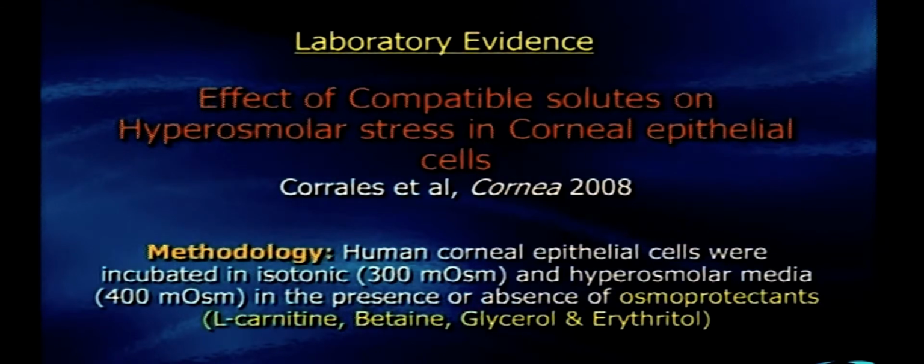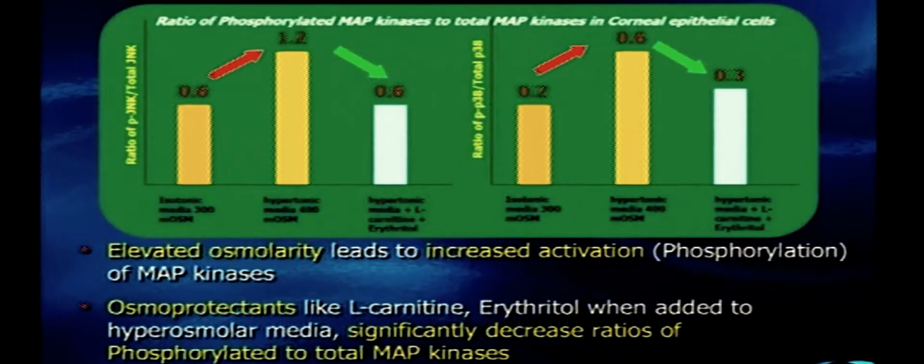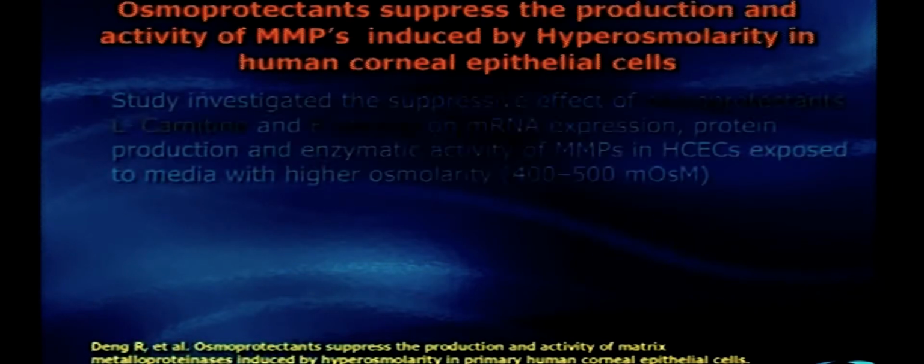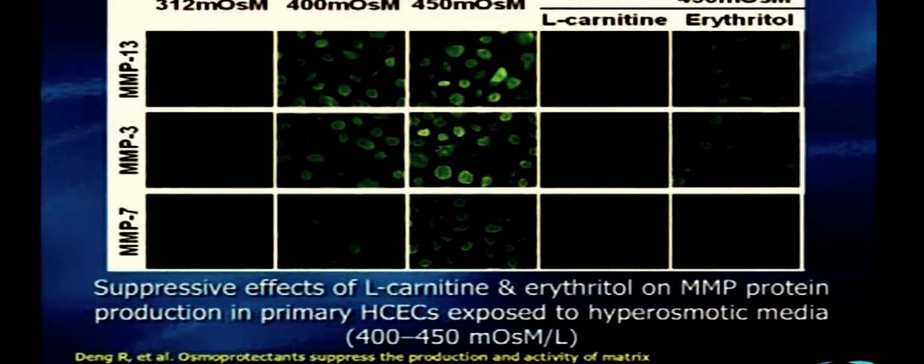The lab studies have shown that these osmoprotectants are very effective. Here there's a study which showed that the activation of these enzymes was reduced in the presence of osmoprotectants like L-carnitine and erythritol. There are more that have shown that there is a reduction in the expression of the enzyme stress at various osmolarity levels when these human epithelial cells are cultured in the presence of these osmoprotectants.